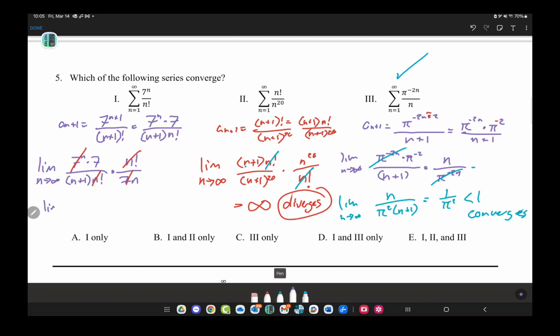Which gives you 0, so this converges. D.